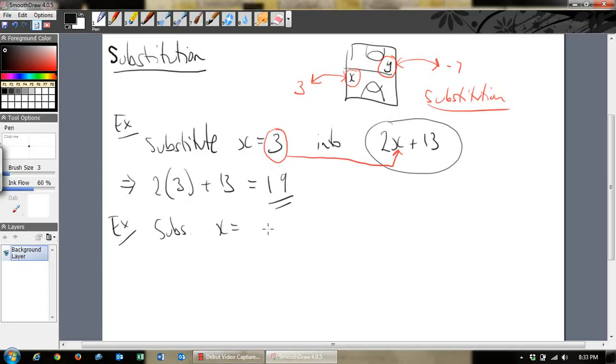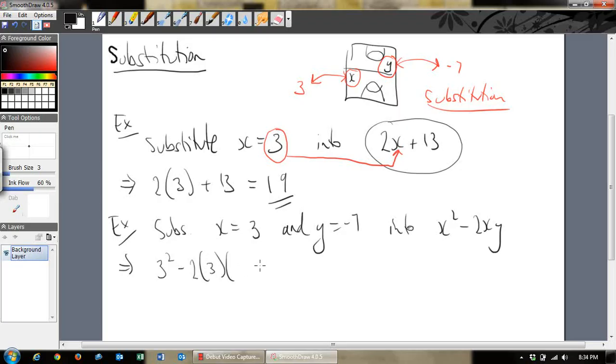Substitute x equals 3, and y equals -7, into x squared minus 2xy. Okay, let's substitute those values in. Firstly, we've got x squared, but instead of writing x, we're going to write 3. So that will be 3 squared minus 2 times, remember this means 2 times x times y. So 2 times x, what was x? x is 3, times y.